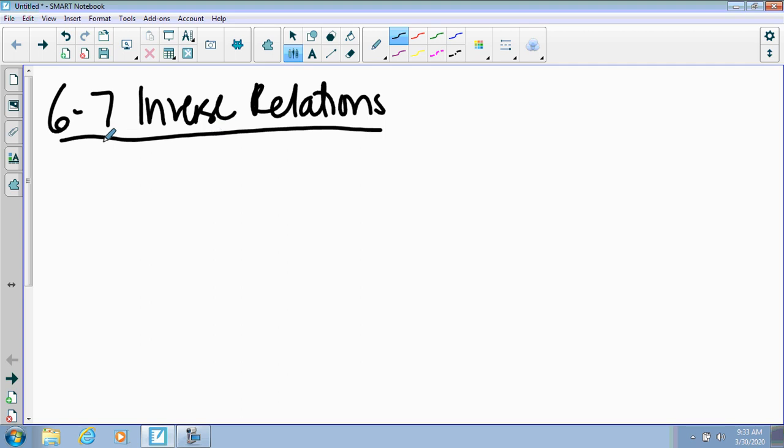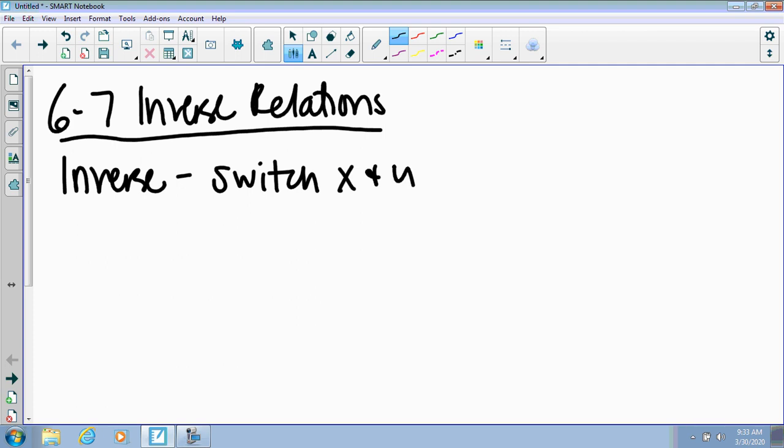So when we're talking about an inverse, we're going to switch the x and the y. Okay, so we're going to start out with a basic function where they just give us a set of ordered pairs, and they want us to graph the original one, and then they want us to graph the inverse. So we'll just do one example.